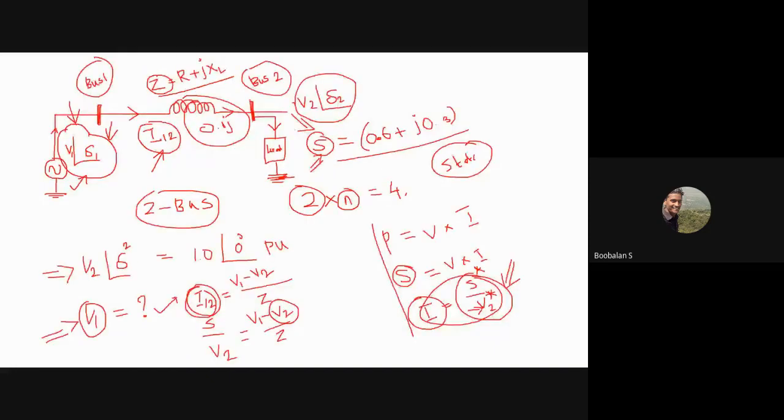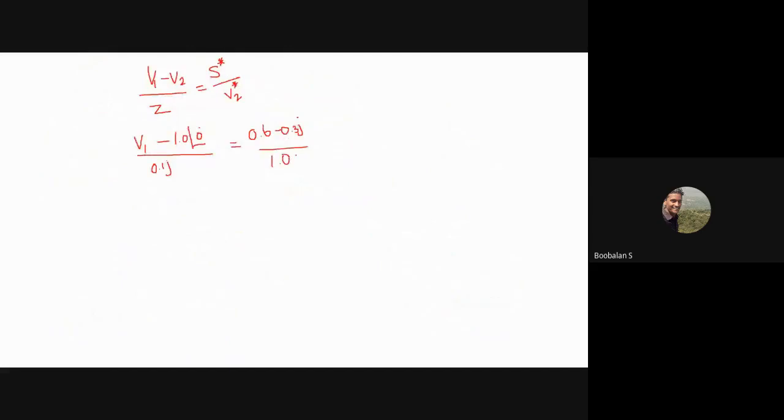V2 we have chosen as 1.0 at an angle of 0 degrees. Now we can get the V1 value. Just take a cross multiplication. V1 is equal to 0.1 J into this whole value, 0.6 minus 0.3 J divided by 1, plus 1, coming from the right side. What is the final value?